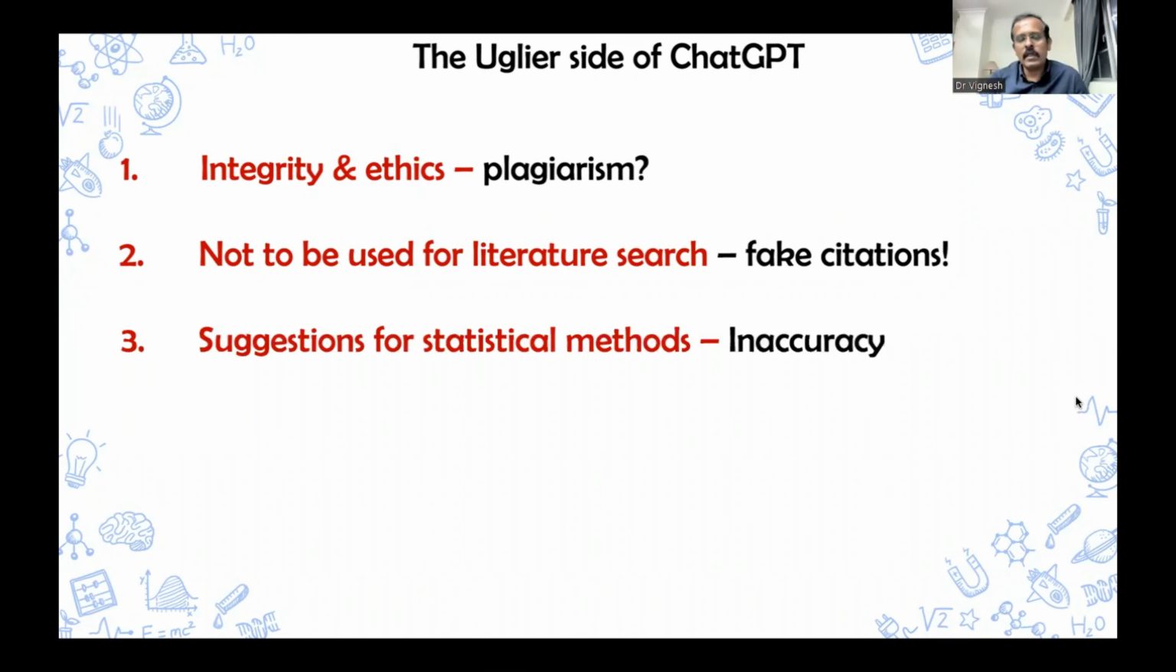And when you ask it for suggestions for statistical methods, sometimes it gives out inaccurate suggestions. When you find that it is inaccurate and you ask it, are you sure? Can we do this kind of statistical method? Suddenly it apologizes and says, yes, you're right, thanks for telling me this, I was wrong, so you have to do this statistical method. If it is like that, just imagine what would be the outcome if you follow it blindly.